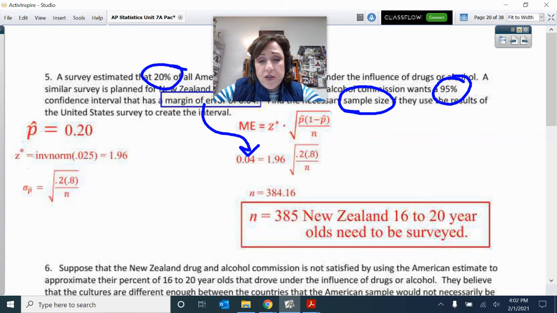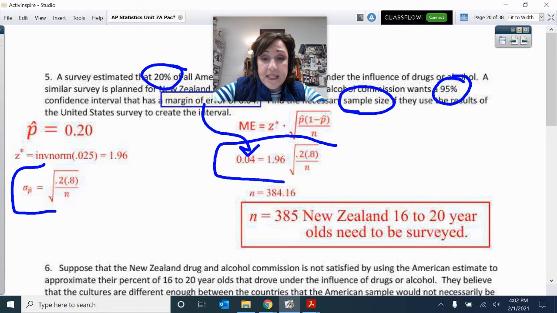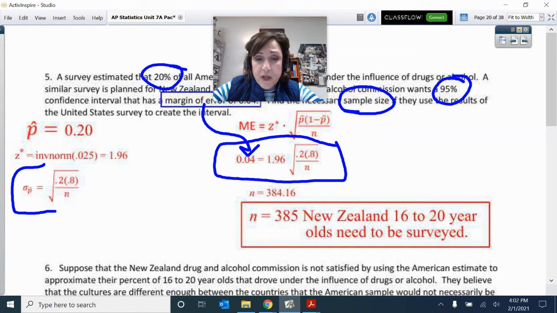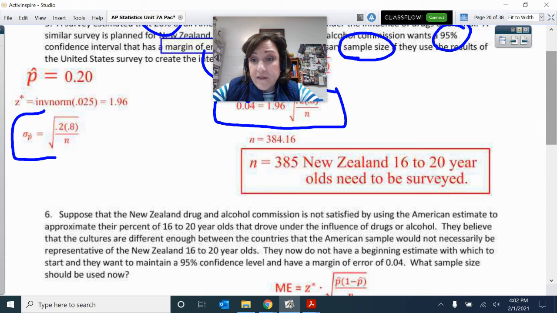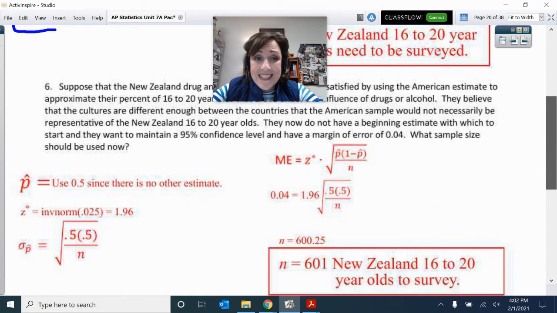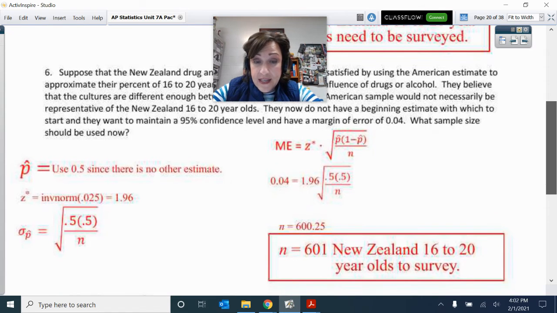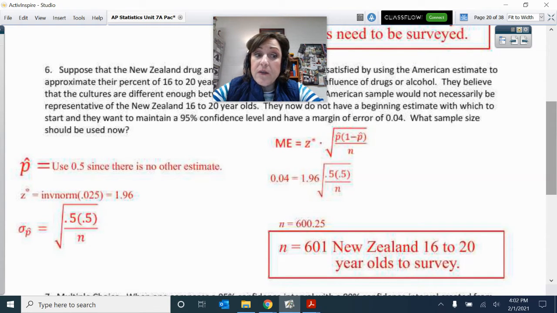And so then there's our standard error right here. So here is the formula that has to be set up. Our 0.04 for the margin of error equals the critical value times that standard error with the n unknown. So then I did this all on my calculator, and if you're still having trouble with the math and with the rounding, no rounding, keeping it all in your calculator, then there's that. It rounds to 385.